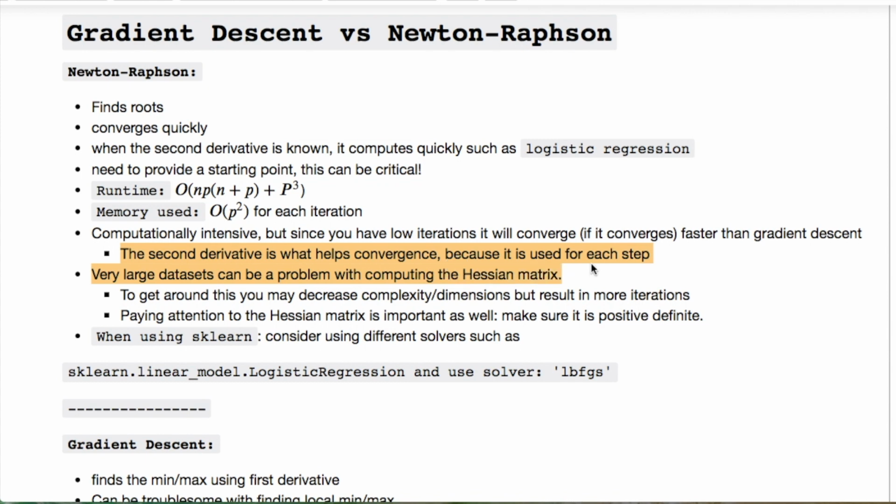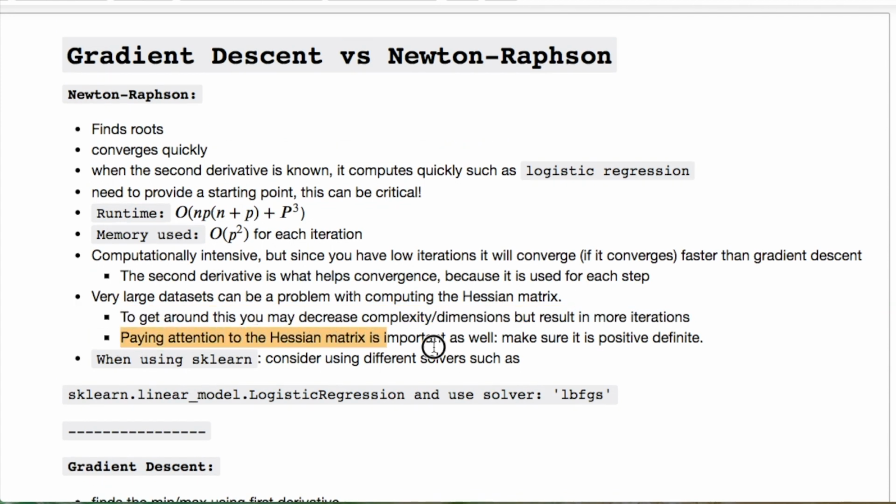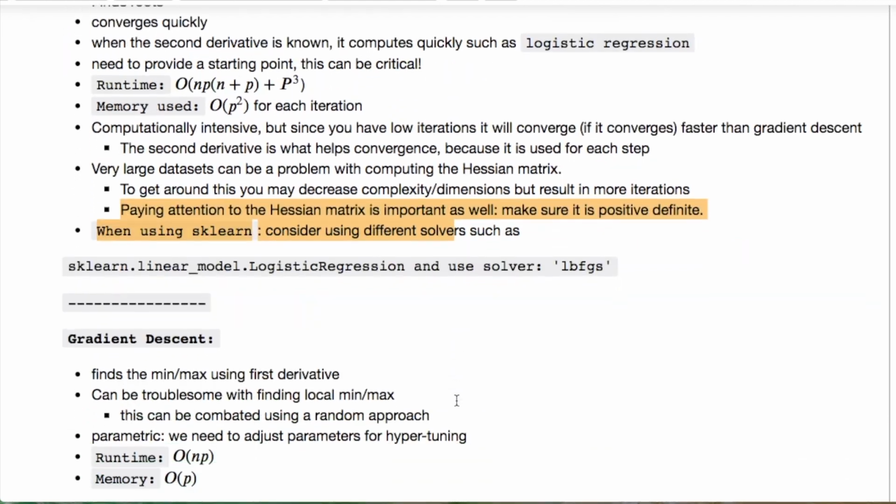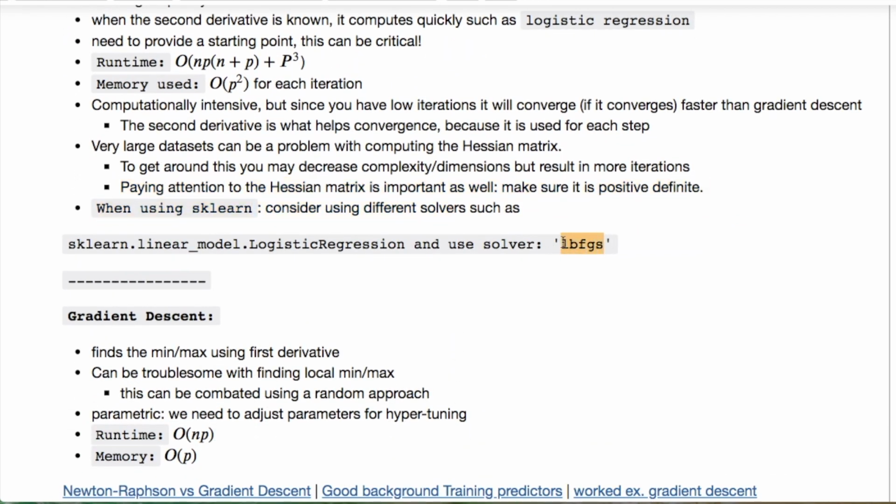Very large data sets can be a problem computing the Hessian matrix, but to get around this, you may decide to decrease the complexity or dimensions, but that results in more iterations. That's your trade-off. Paying attention to the Hessian matrix is important as well. Make sure it's positive definite. When using sklearn, pay attention to your solvers, such as LBFGS for low memory.